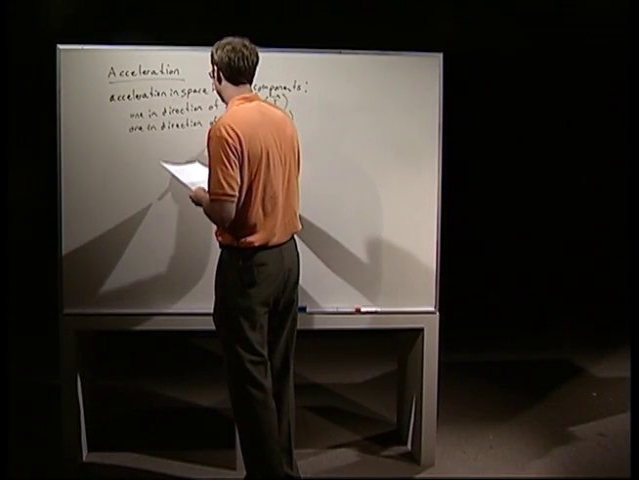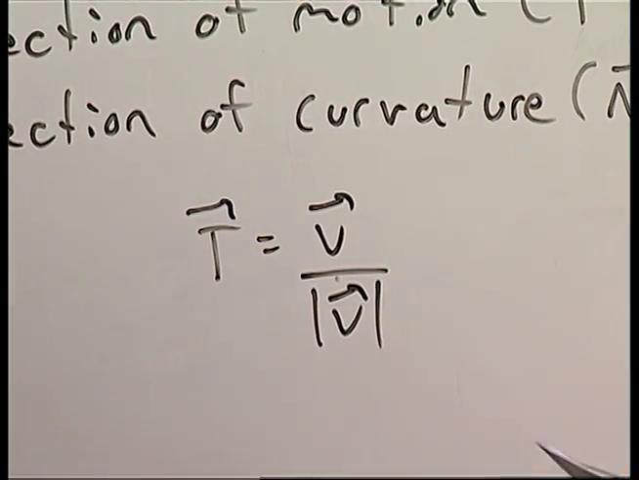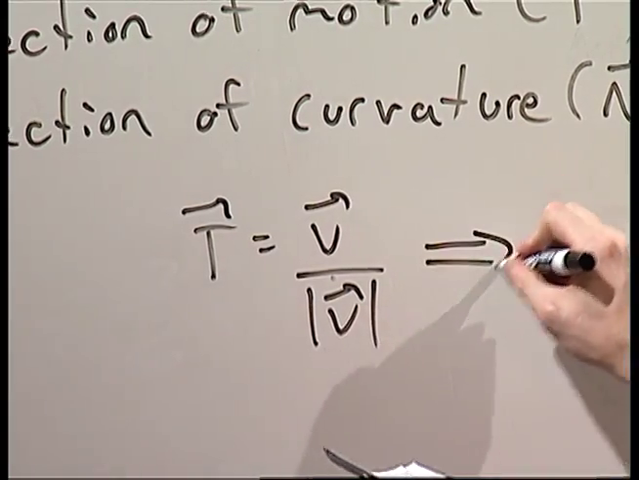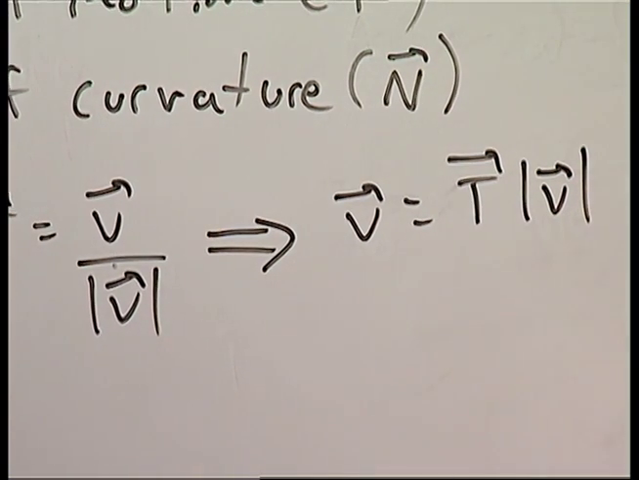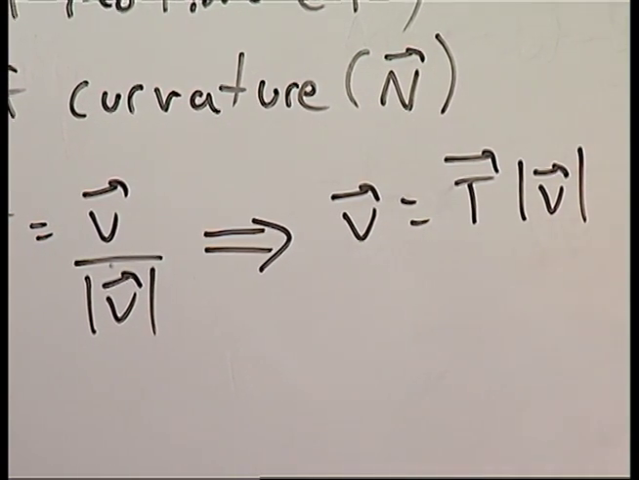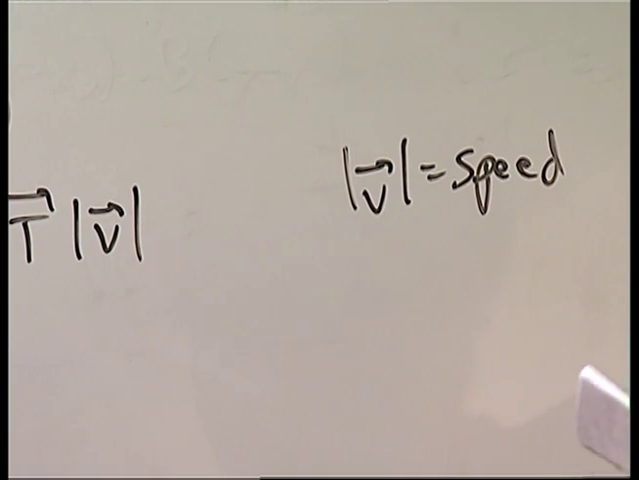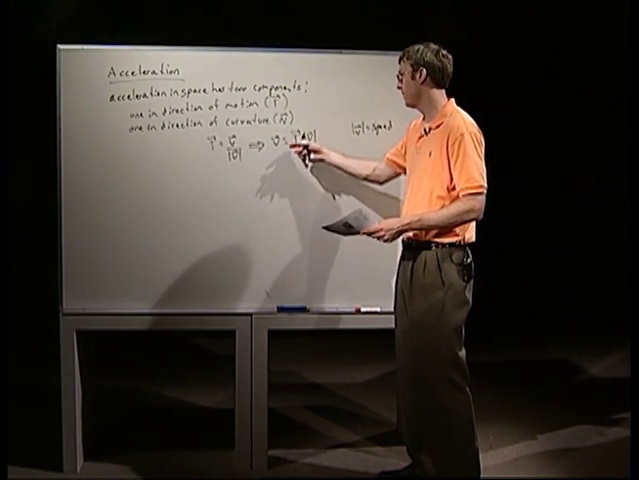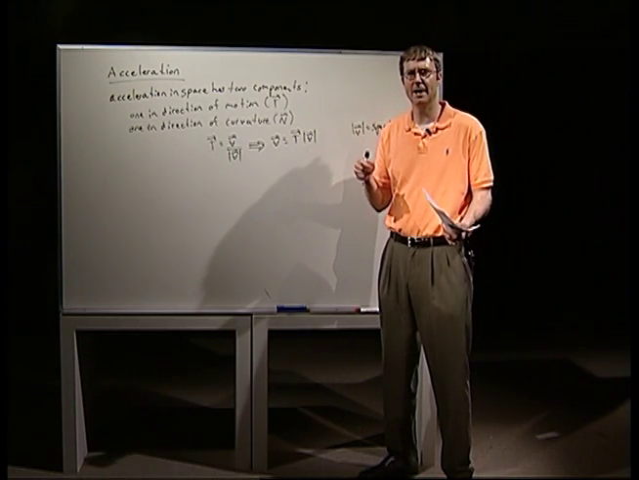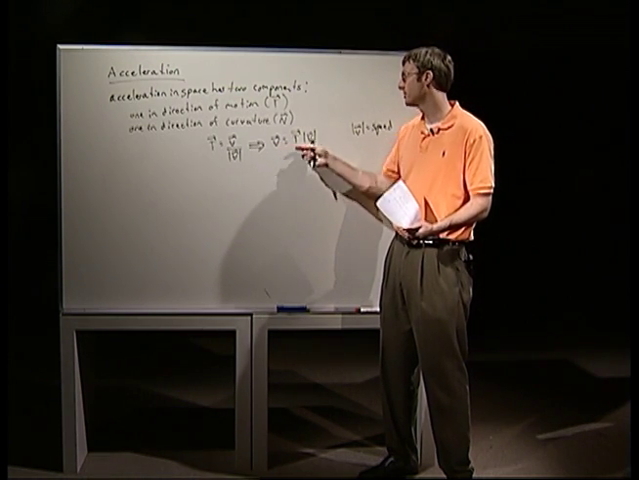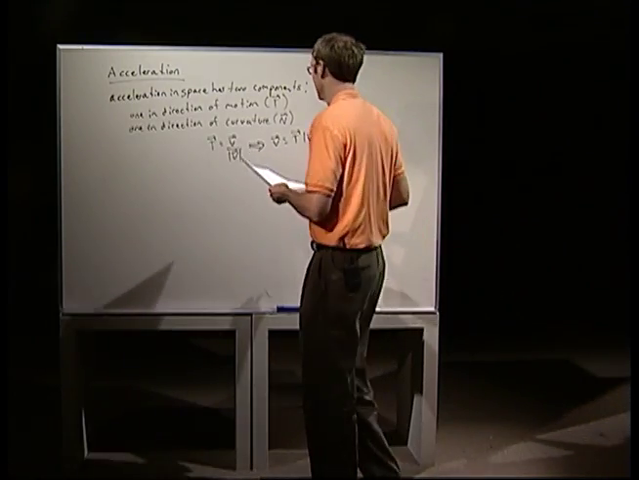A few things to take note of. First of all, we know that the unit tangent is v over length of v, and we can rearrange this a little bit to get v equals T times length of v, right? And we also remember that length of v was speed, right? Well, we have this little equation v equals T times length of v. We know that if we differentiate velocity, we get acceleration. So if I differentiate both sides of this, I will get acceleration on the one side, and on the other side I will get something that may be useful to me. So let's go ahead and do this.